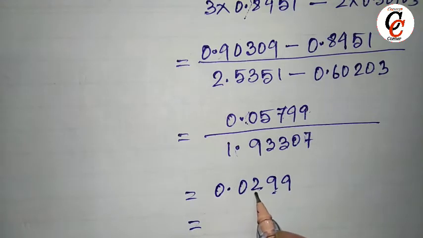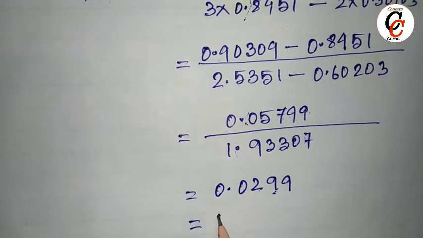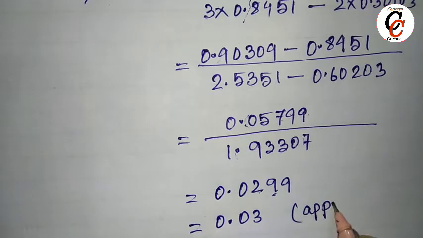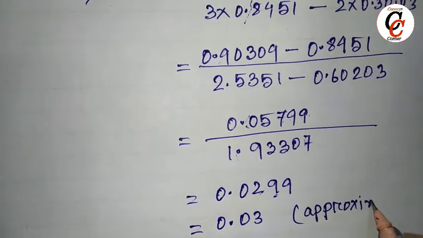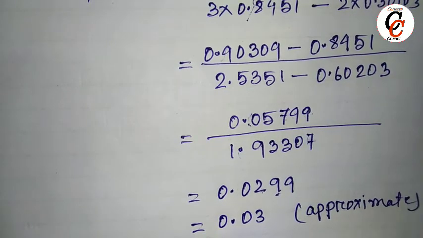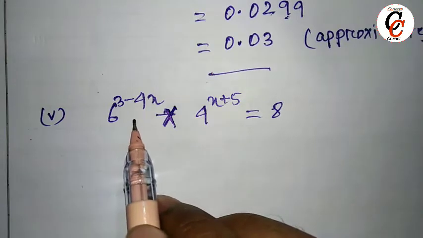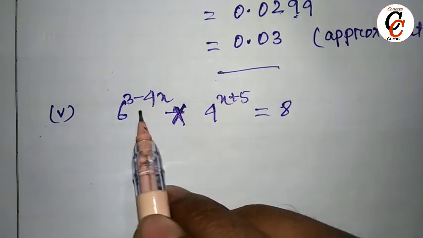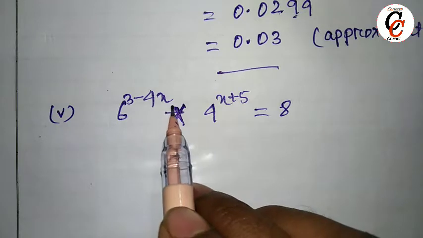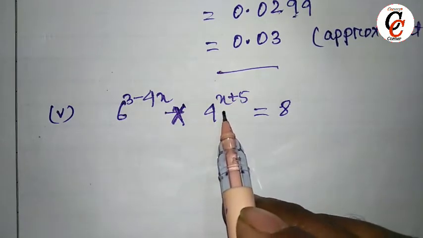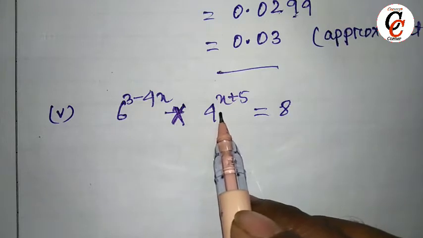After dividing we get the number 0.0299. Here, since the third digit is 9, we have to add 1 to the second digit, so we can write 0.03. It is an approximate value, an approximation. This is the solution. So in this way we can solve this type of problems.